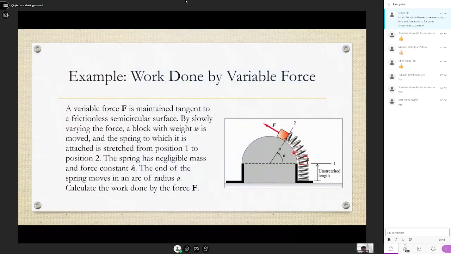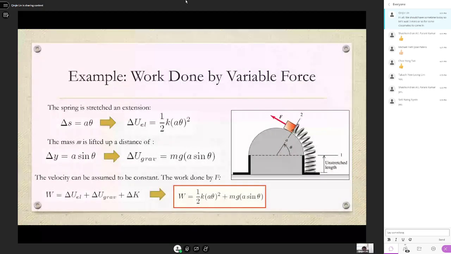So there's a spring involved, and there's also a lifting of an object involved. Calculate the work done by force F. So the spring is stretched. From position 1 to position 2, what is the distance traveled by the spring? It's given by A theta. A is our radius. Remember, our arc length is equal to R theta.